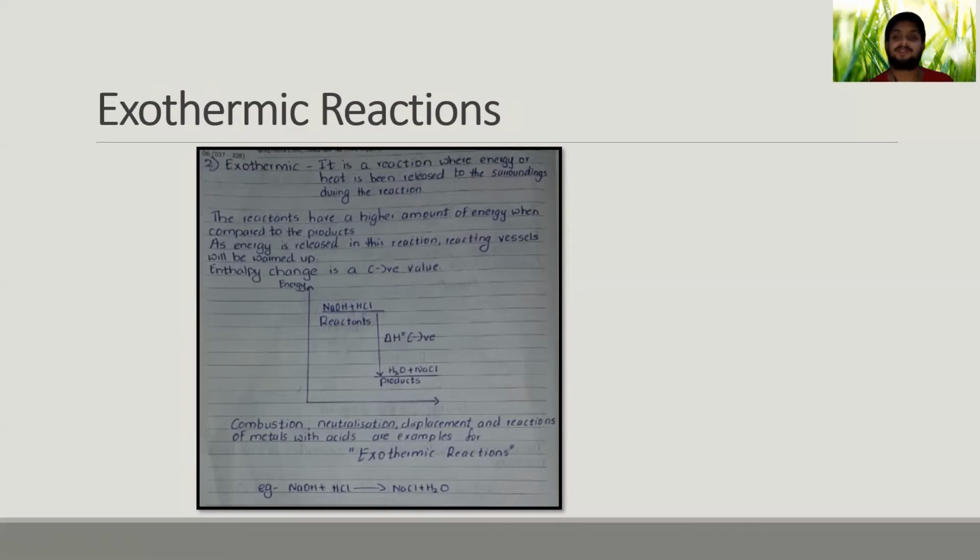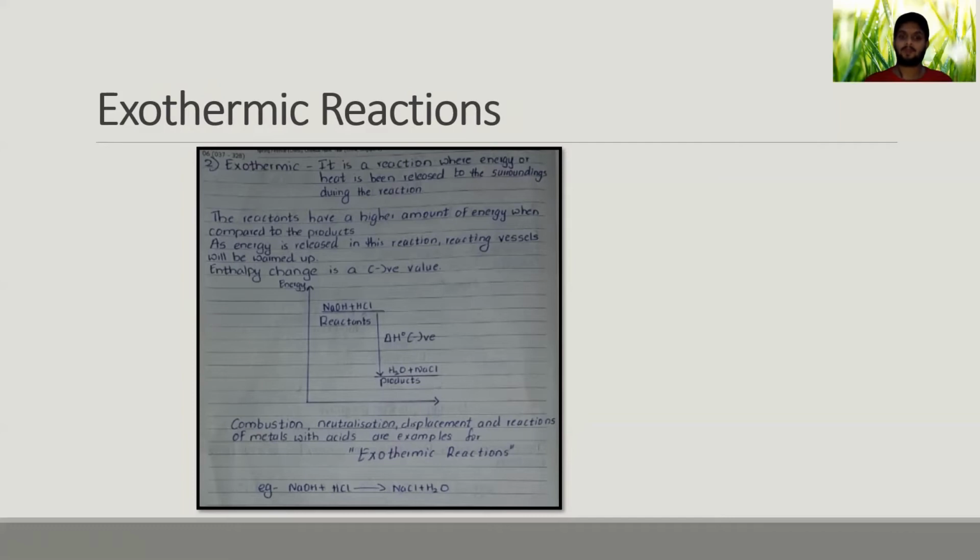Reactions such as combustion, neutralization, displacement, and reactions of metals with acids are all examples of exothermic reactions. Combustion reactions, you know, is when you combust something with oxygen. Neutralization reactions are reactions between acids and alkalis. Then there are displacement reactions, with so many different metals. And also reactions of metals with acids, for example magnesium plus sulfuric acid, and all those will be exothermic reactions.